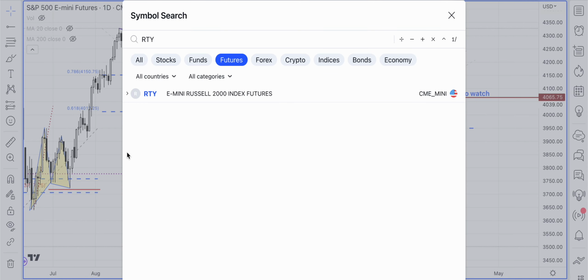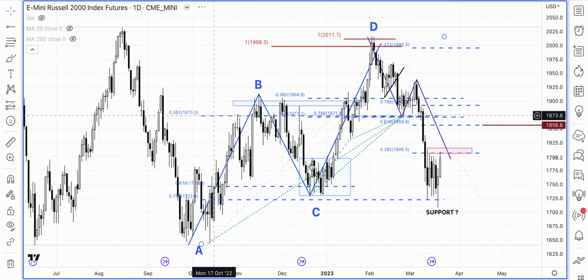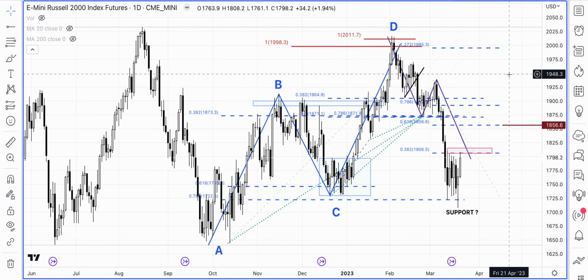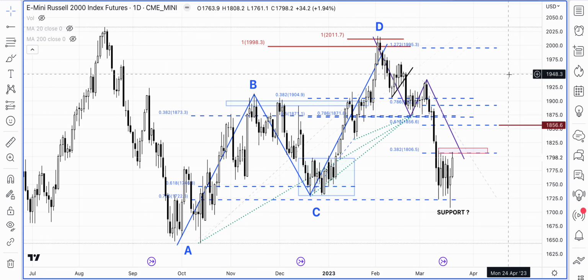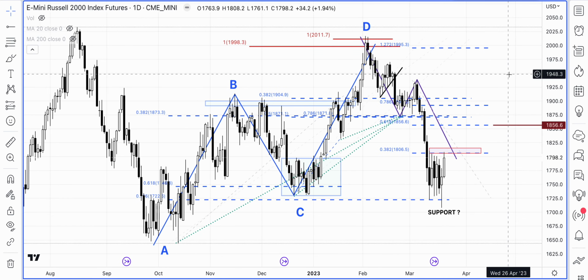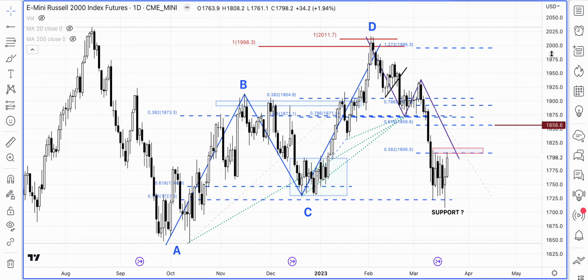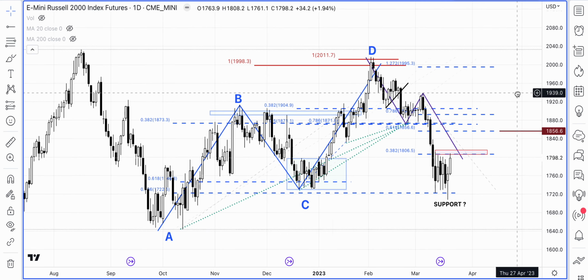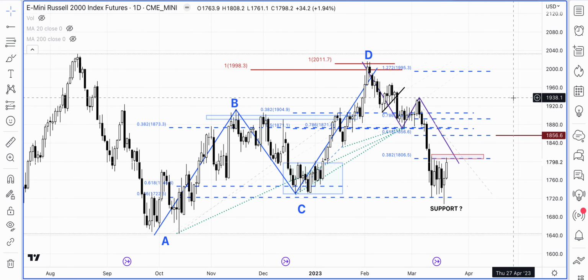Now let's take a look at the Russell 2000. This is the index which represents the E-mini Russell 2000 for small cap stocks, and small cap stocks are also very interest rate sensitive because their balance sheets seem to be smaller than the bigger companies.